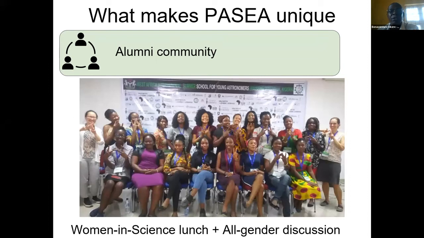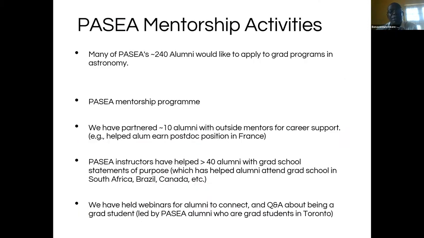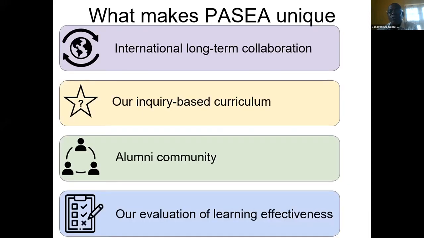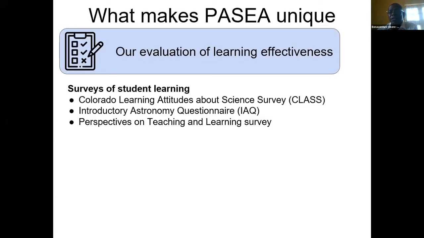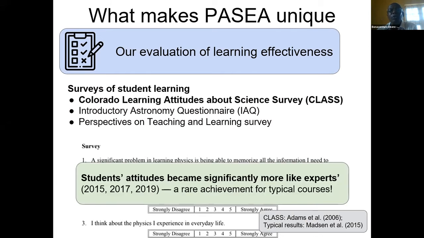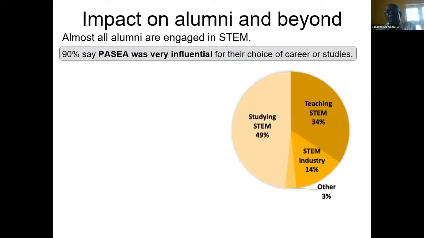the women, the gender discussion is always part of what we are doing. We always evaluate our programs to know whether they are actually making impact on our participants or not. So we have been using the Classroom Observation Protocol, the Introductory Astronomy Questionnaire, and the Perspectives on Teaching and Learning survey to analyze the students' experience and to know whether we should continue doing that.